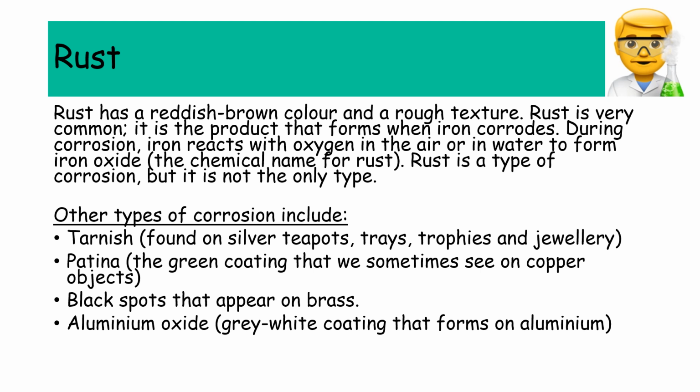Rust is a type of corrosion, but it is not the only type. Other types of corrosion include tarnish, found on silver teapots, trays, trophies, and jewelry. Patina, the green coating that we sometimes see on copper objects. Black spots that appear on brass. Aluminium oxide, a grey-white coating that forms on aluminium.